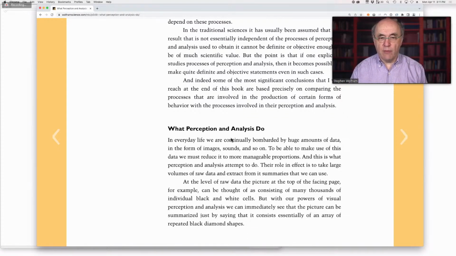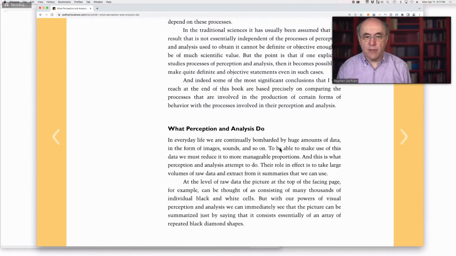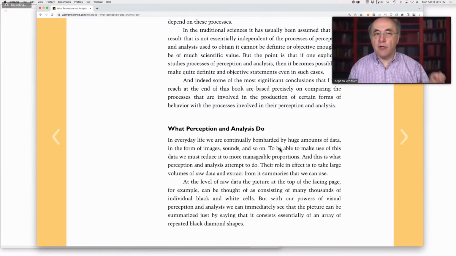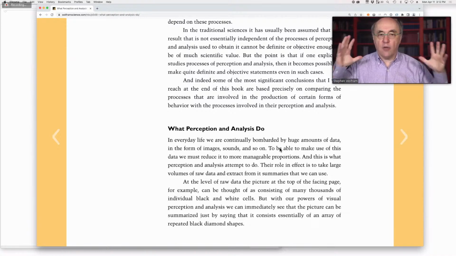So basically, to be able to make use of all the data that we are bombarded with, we have to reduce it to more manageable proportions. And that's what perception and analysis try to do. I say their role, in effect, is to take large volumes of raw data and extract from it summaries that we can use. That's the core idea of perception and analysis. Actually, that sort of re-emerged as the core idea of observer theory today.